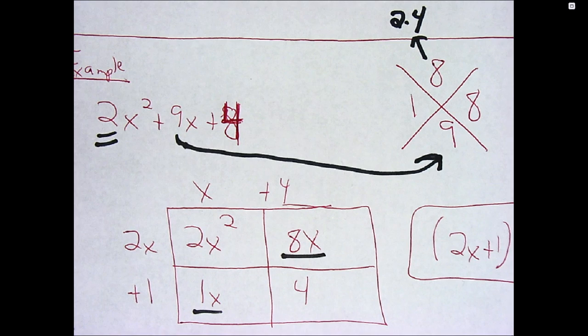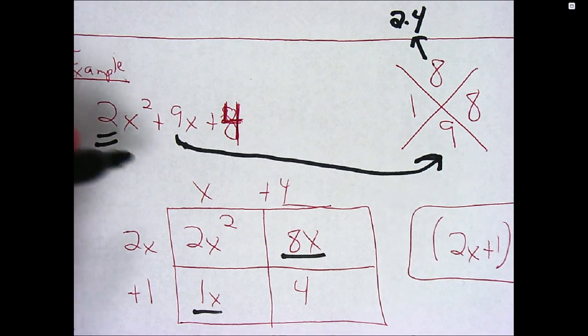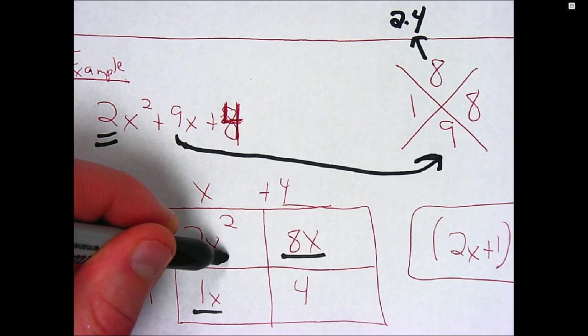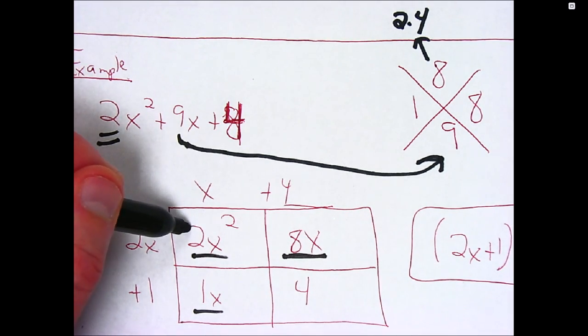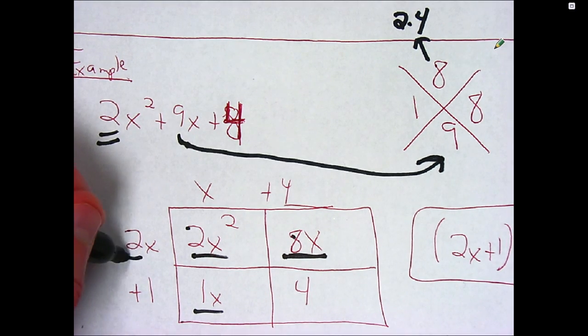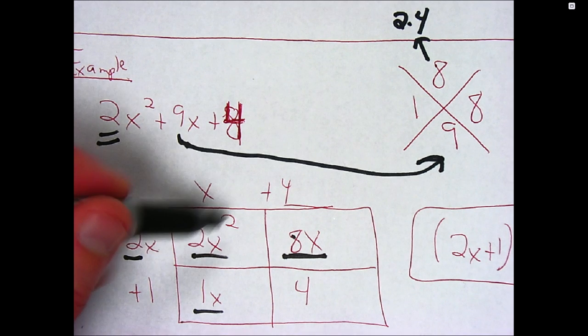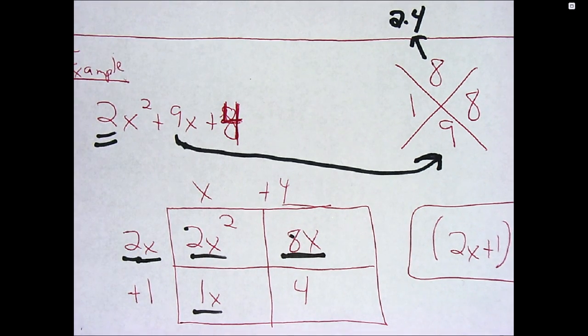Now we have to finish the problem, and it's a little tricky to figure out this outside. You just want to pick a row or a column and find something that goes into both things. If I pick this row here, the 2x squared and the 8x, I see a 2 and an 8, and what goes into both of those is a 2, so I put that 2 out in front. They both have x's, so I have that x out in front also.